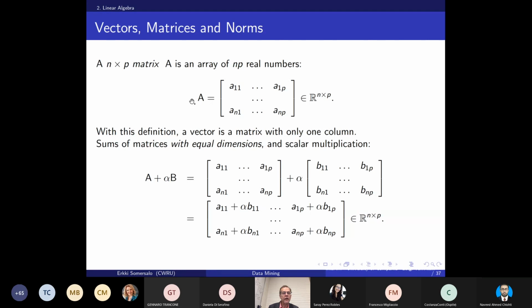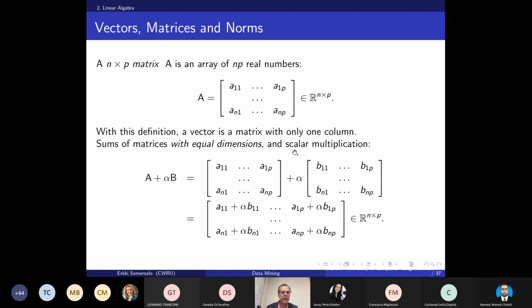The other important object besides vector is of course a matrix, of which a vector can be thought of as a special case. So matrices are n times p arrays of real numbers, so that the first index is referring to the row, and the second index is referring to the column. And so we are denoting this that A is in R^(n×p). n is the number of rows and p is the number of columns.